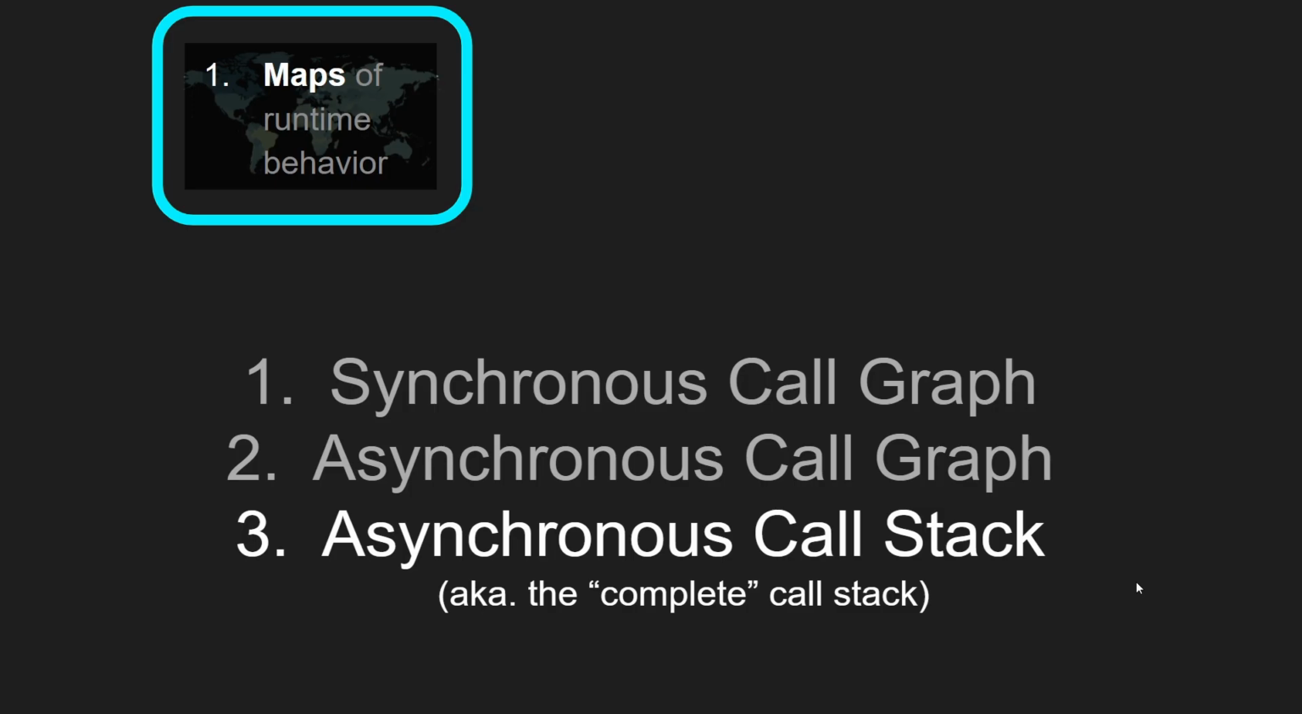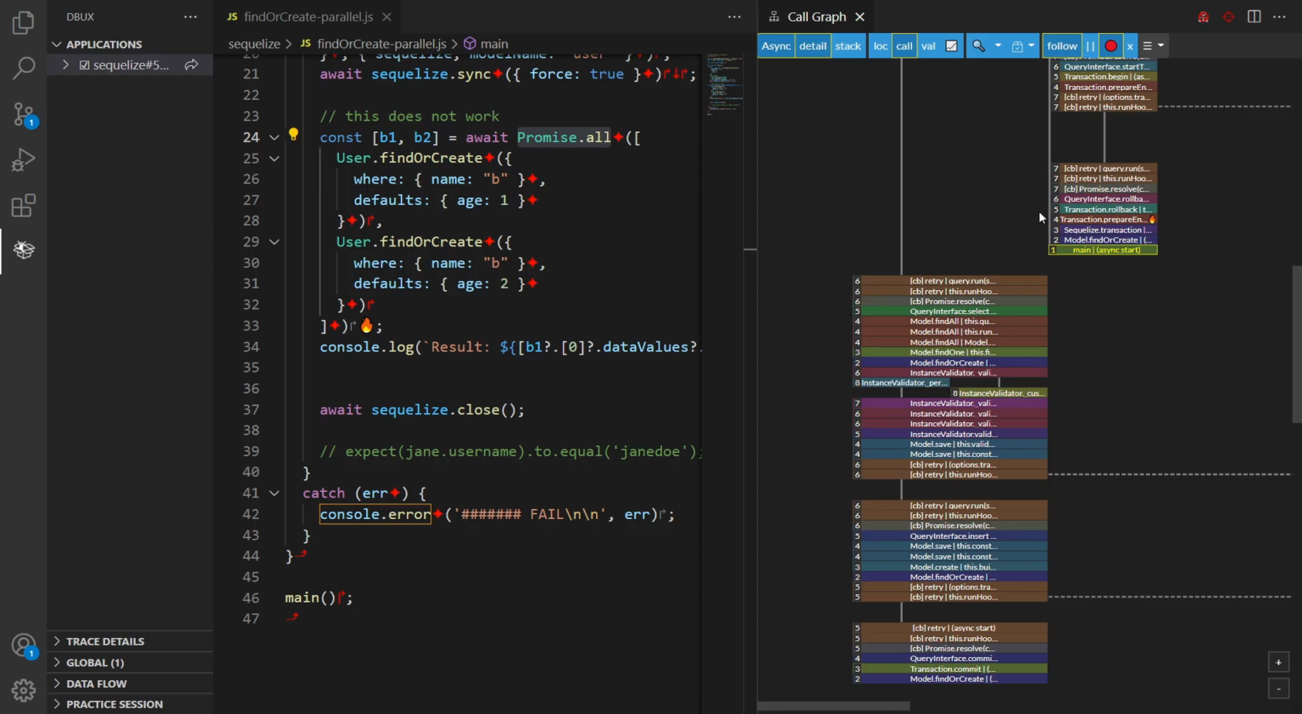Our last type of map is the asynchronous call stack, an individual slice of the asynchronous call graph frozen at one point in time. For example, let's go back to the Sequelize call graph. The flame icon over here indicates that an error was thrown during the execution of this call graph route. Let's click it.